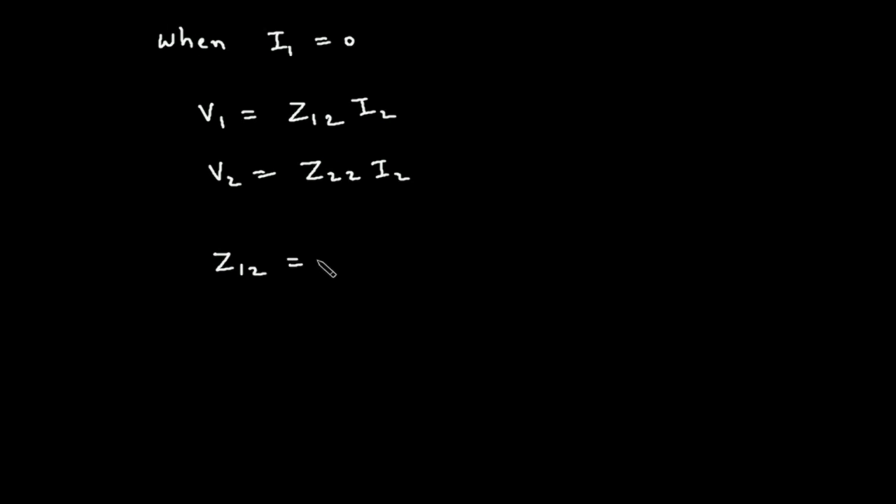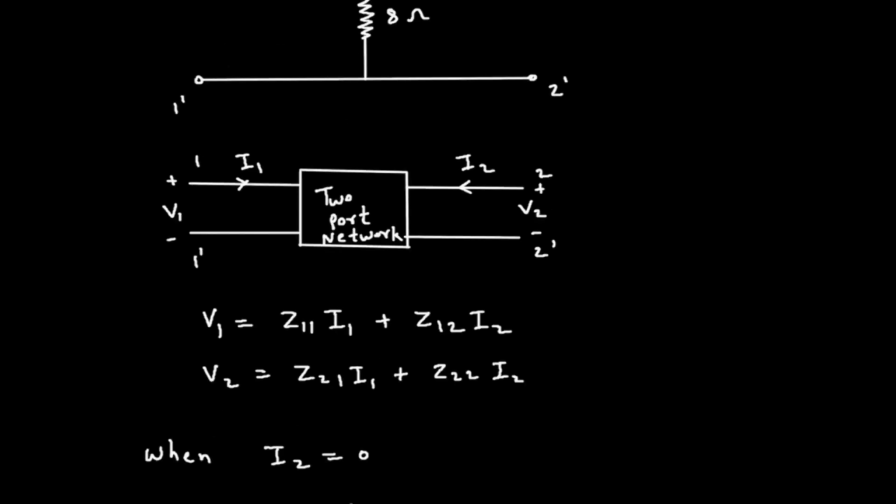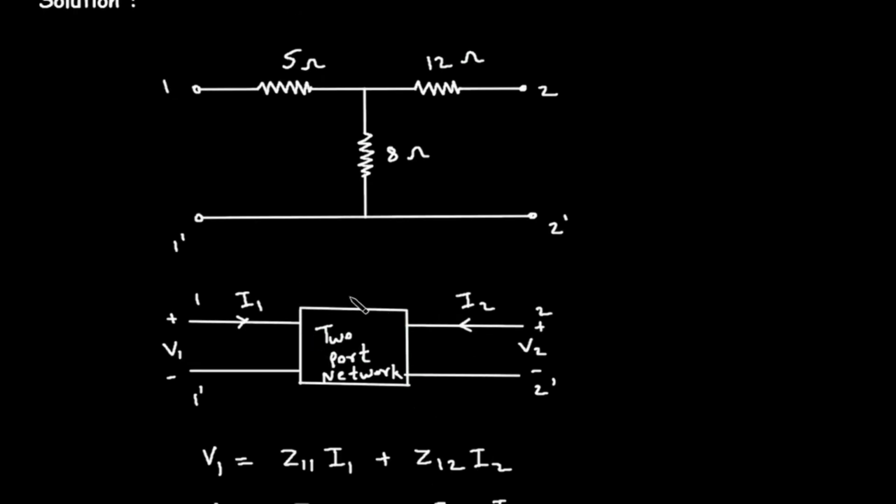So Z12 is equal to V1 by I2 when I1 is equal to 0. Also Z22 is equal to V2 by I2 when I1 is equal to 0. Now here we can see this is a two-port network, and this two-port network is a linear network. So we have to solve for this network.